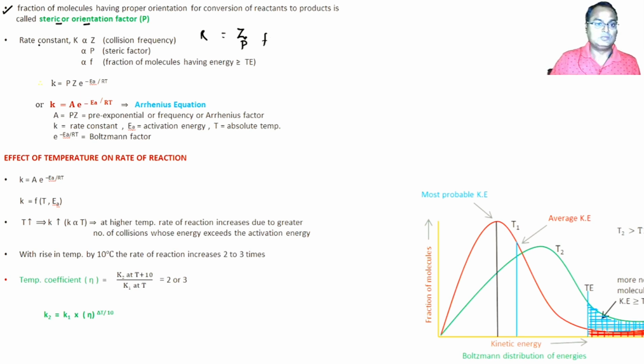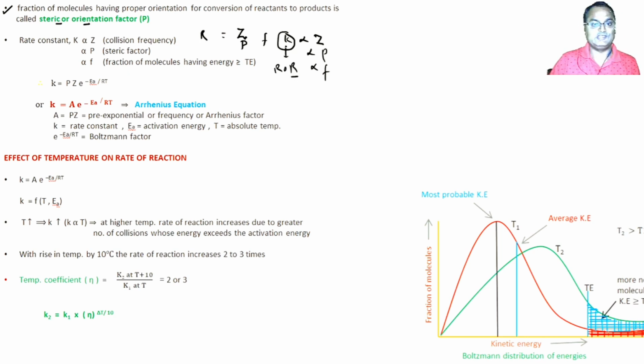So see here the rate constant K. We can say that the rate constant K is directly proportional to the collision frequency, directly proportional to the steric factor, and directly proportional to the Boltzmann factor, that is the fraction of molecules having energy greater than or equal to threshold energy. Actually, the rate constant is a measure of the rate of reaction. So the magnitude of K represents the rate of reaction.